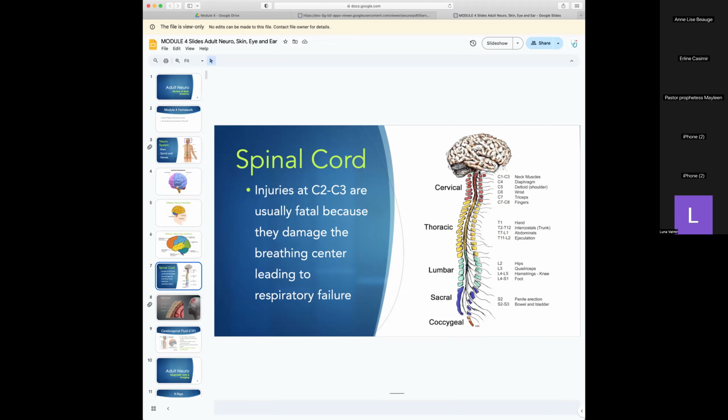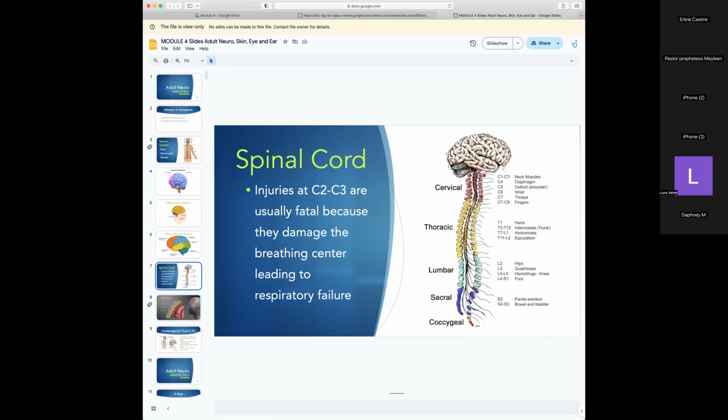So the spinal cord has different regions, and those regions are named based off of their anatomical position in the body. So you have the cervical or C spine, the thoracic or T spine, the lumbar or L spine, and then the sacral or S spine, and then the coccygeal. What I wanted you to know also is that there are bones that protect the spinal cord, which are called your vertebrae. And the spinal cord is located within the vertebral canal.